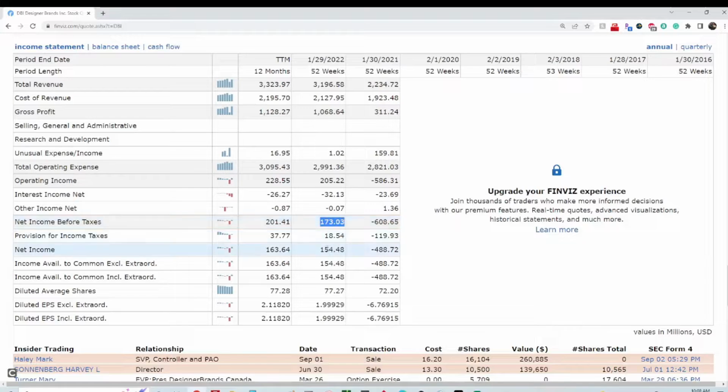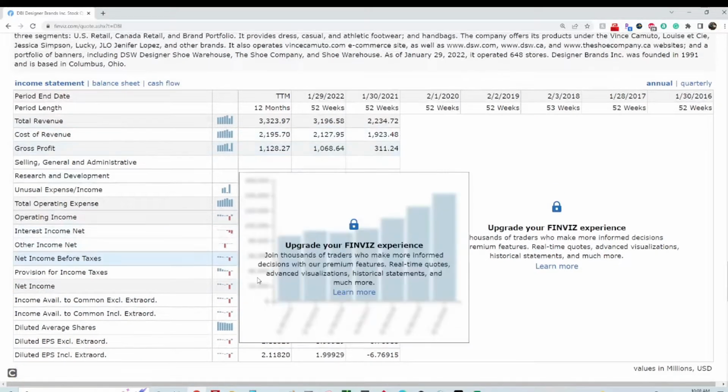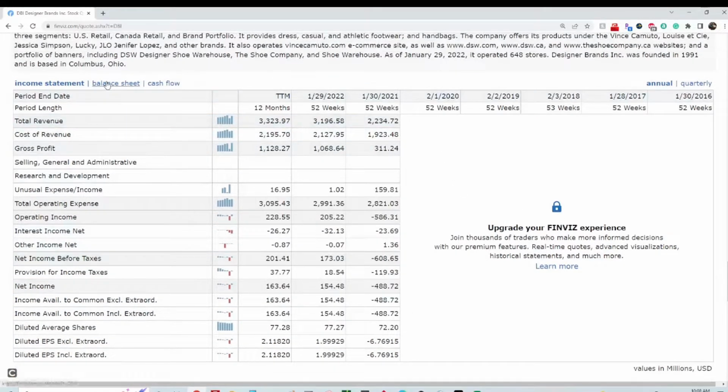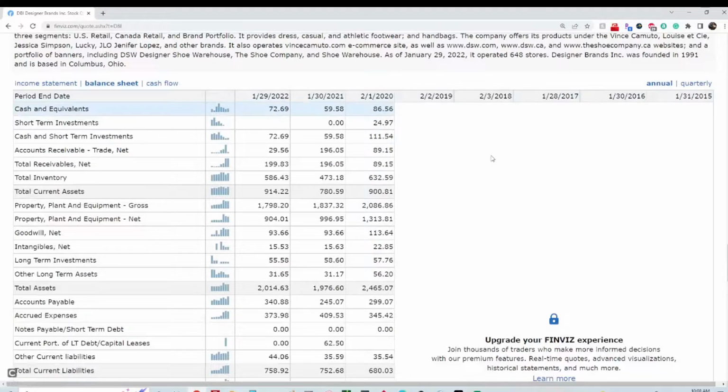They're positive. Net income positive. Positive year to date, good. So the income statement's looking okay. Let's look at their balance sheet. We want to look at cash, and we want to look at liabilities and assets.